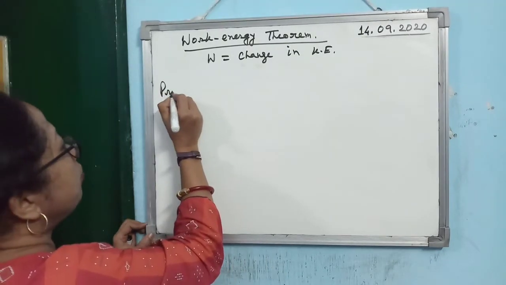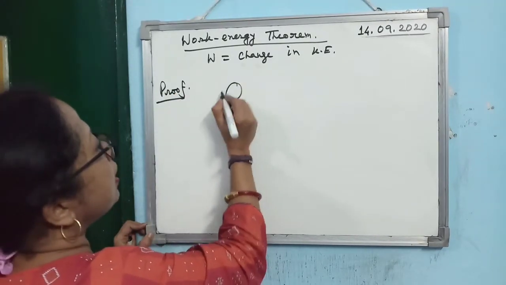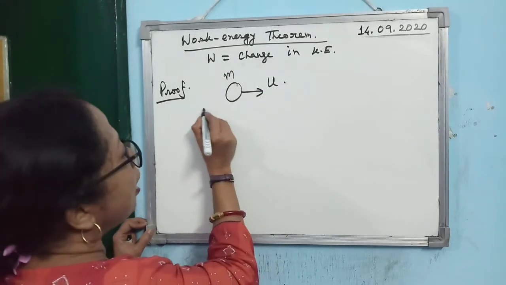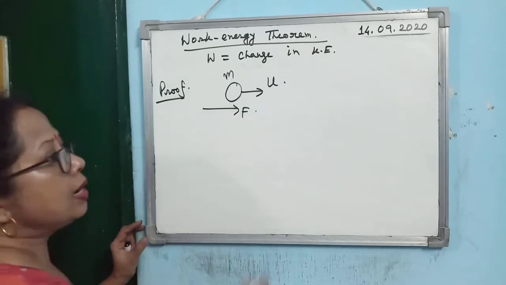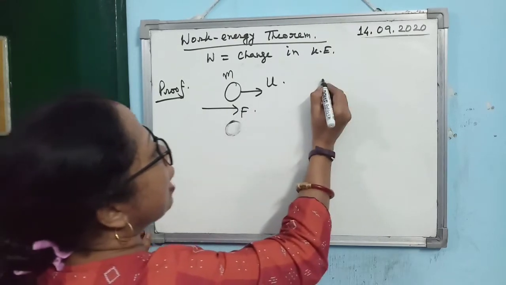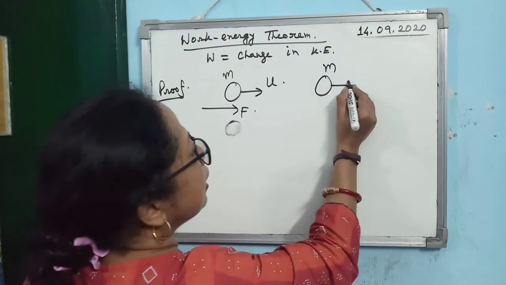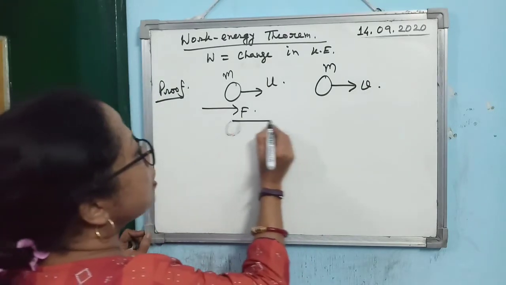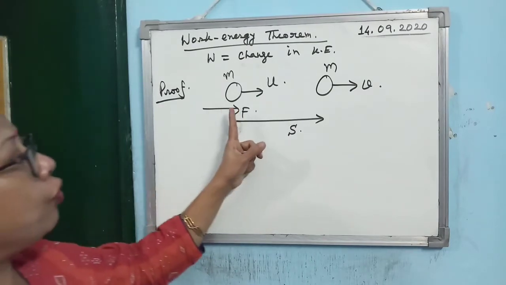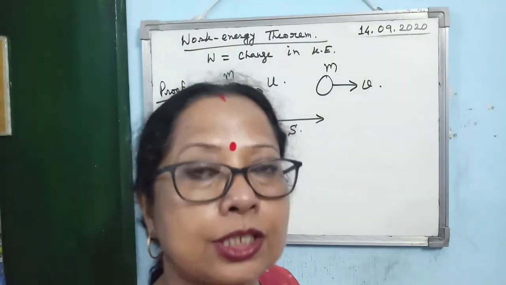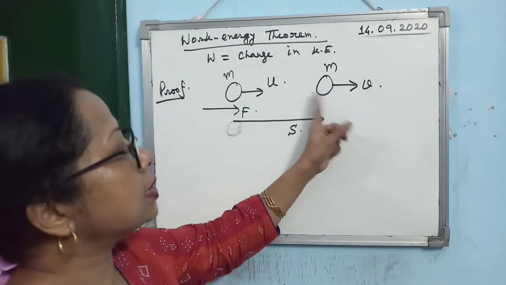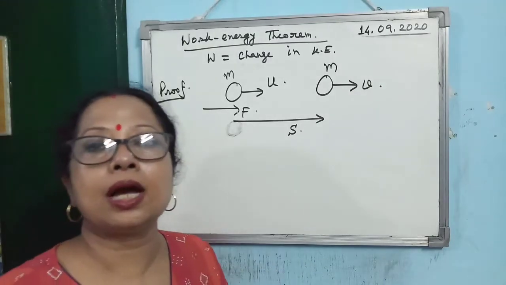Now how can you prove this one? Suppose a body of mass m was moving with a velocity u in this direction. Now a force F is applied to the body. Now under the application of the force, what will happen to the body? The body will undergo certain displacement. Suppose the body is undergoing certain displacement S, and not only that, as the force and the direction of motion are in the same direction, the body will have accelerated motion. So after some time, let us consider the velocity of the body becomes V.